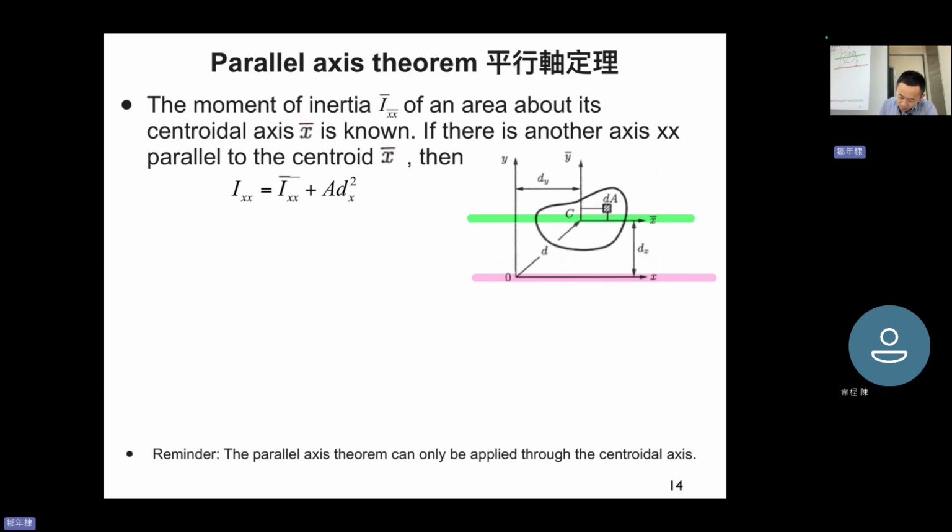So the parallel axis theorem, I bar xx bar. Okay, I will prove that here. Next week, you will see that it will increase. It will increase by a positive value to get Ixx, the new moment of inertia.